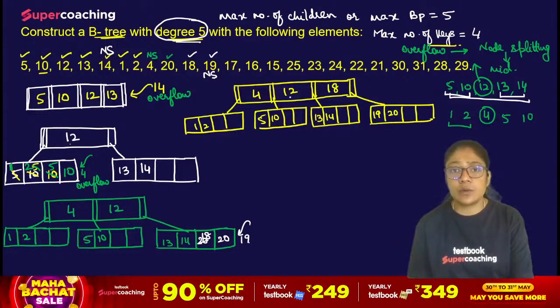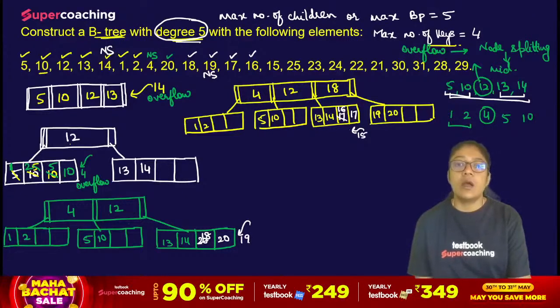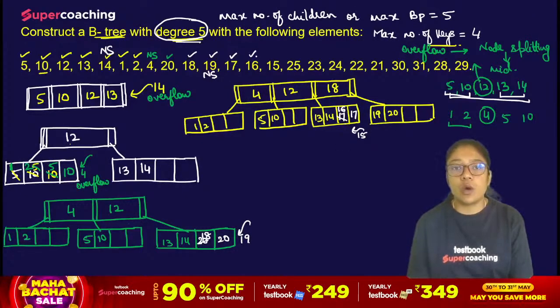17 is greater than 12 and smaller than 18, so it will be added here. 16. 16 is greater than 12, smaller than 18, so 16 will be coming somewhere here. Next, 15. 15 is greater than 12 and smaller than 18, so it has to come here, but it's a case of overflow. So for 15, the overflow condition arises, so here we'll go for node splitting.